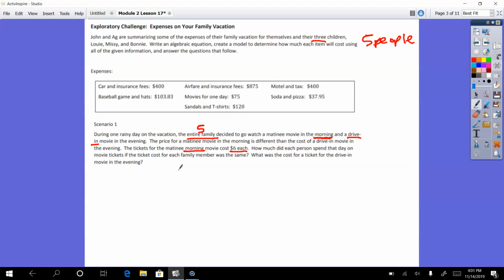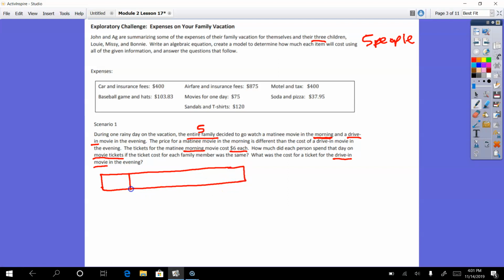Okay, so how much did each person spend on tickets? What was the cost of a drive-in movie in the evening? So we have 2 questions that we want to answer there. Okay, so we said we'll do it first with a tape diagram so we can get a visual of what's going on there.